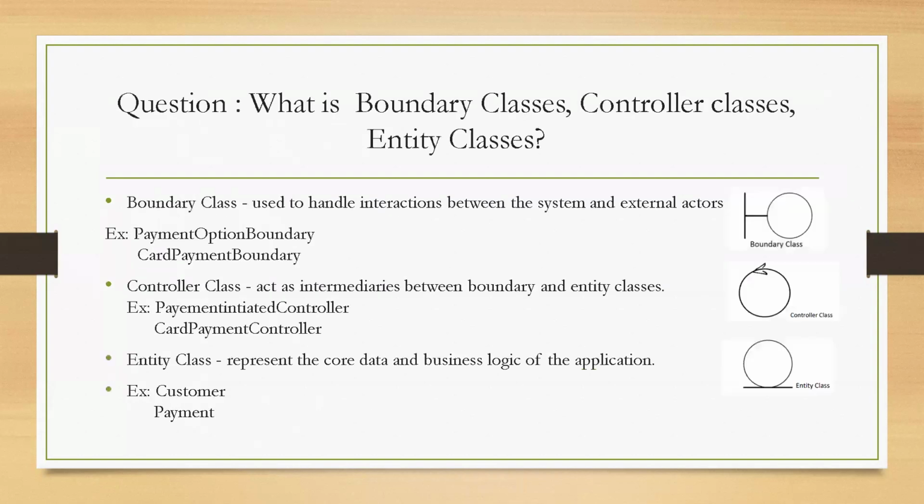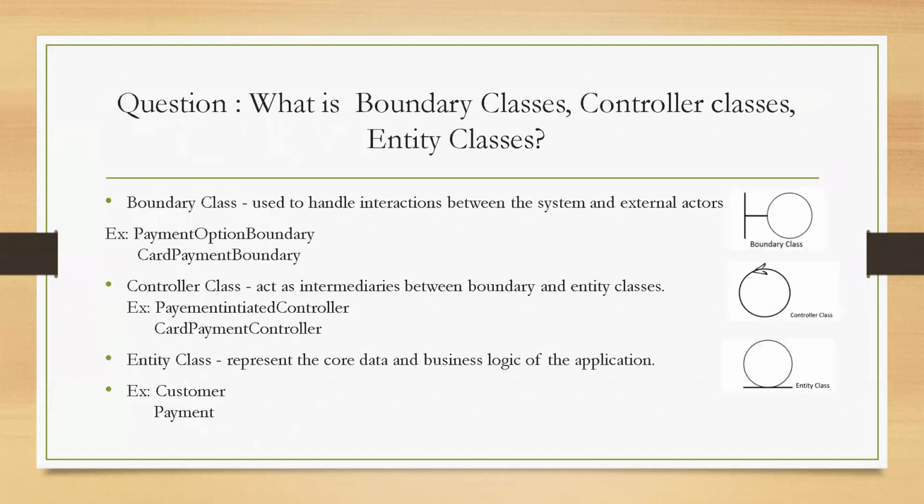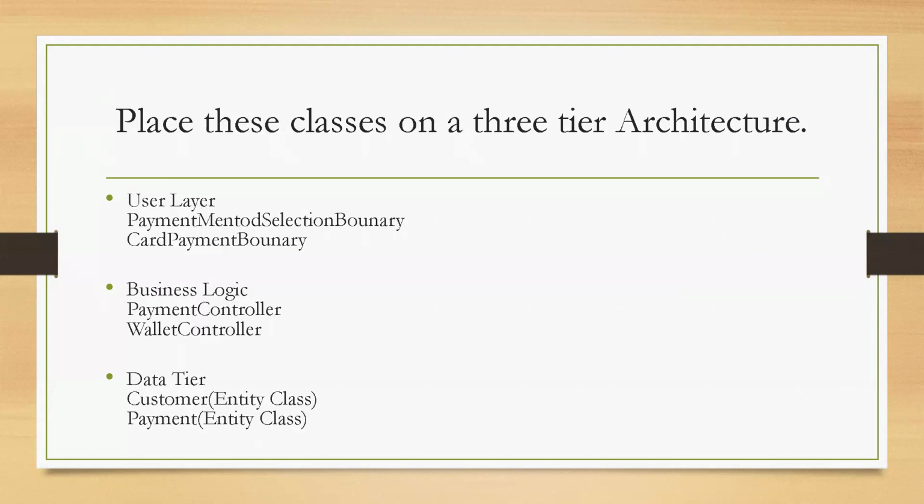And coming to the controller class, here we will represent the business logic, right? All the controllers will come under the business logic layer in the three-tier architecture. And the entity classes, all the database related, data storage related classes, will be represented in the data tier. Okay, so that's how we will place the three classes in the three different layers.